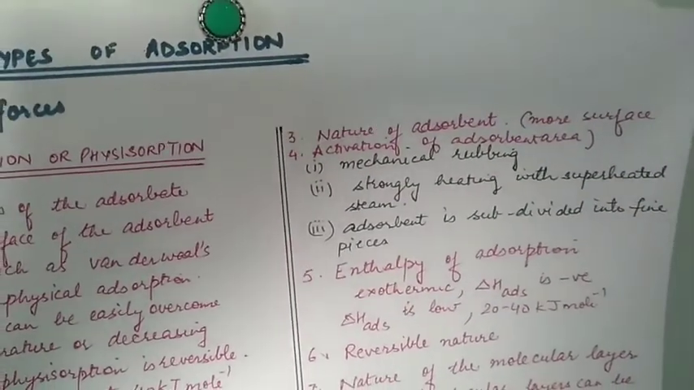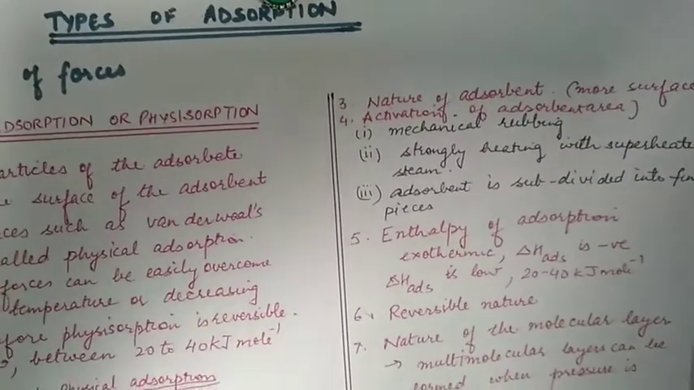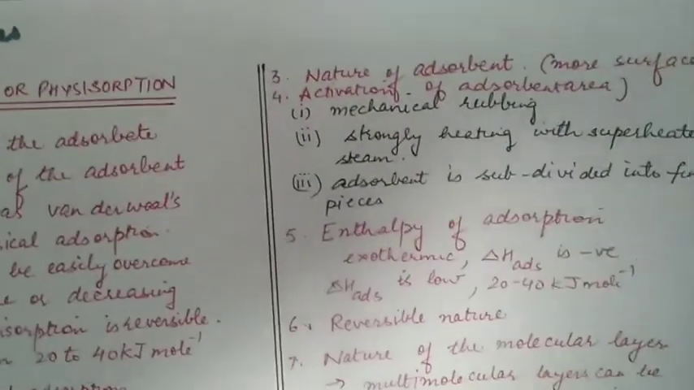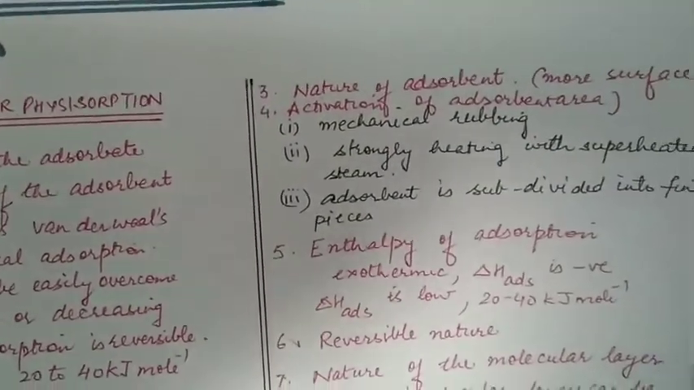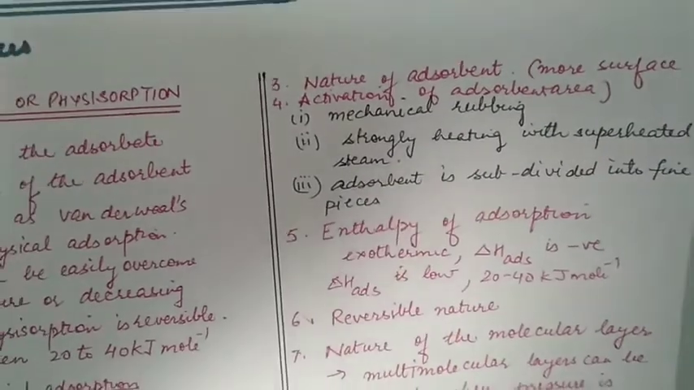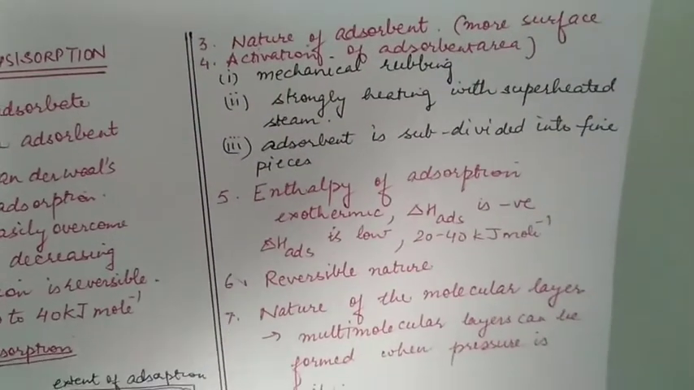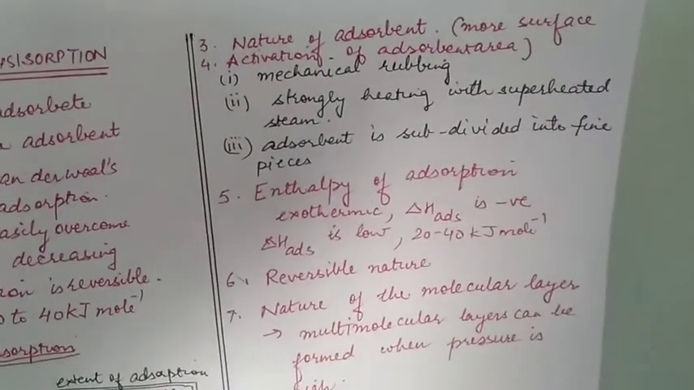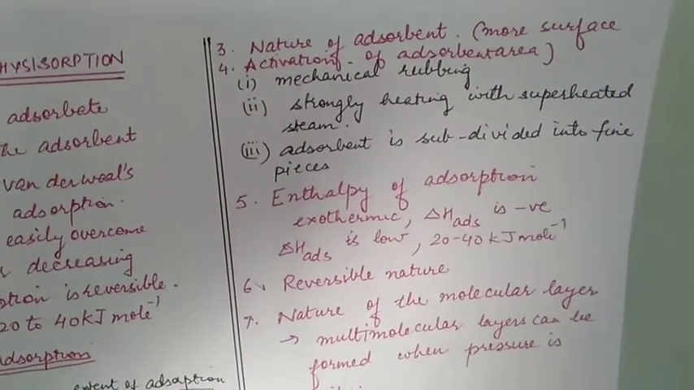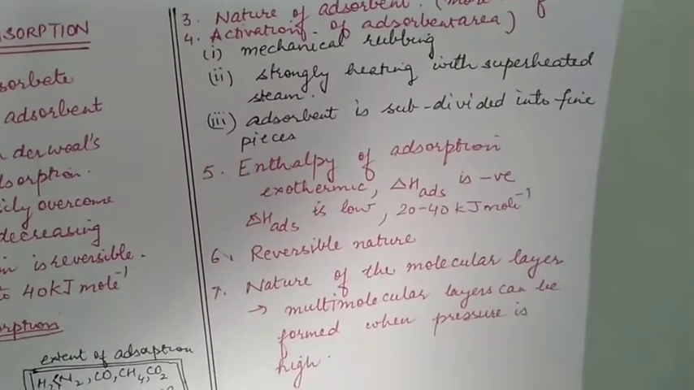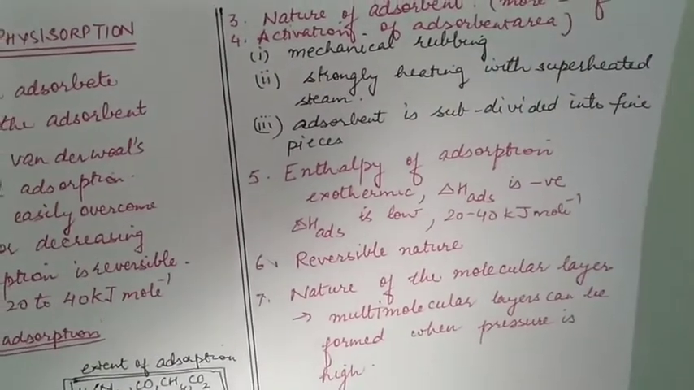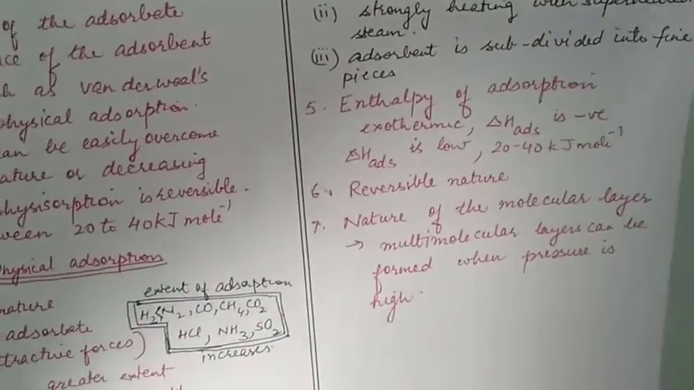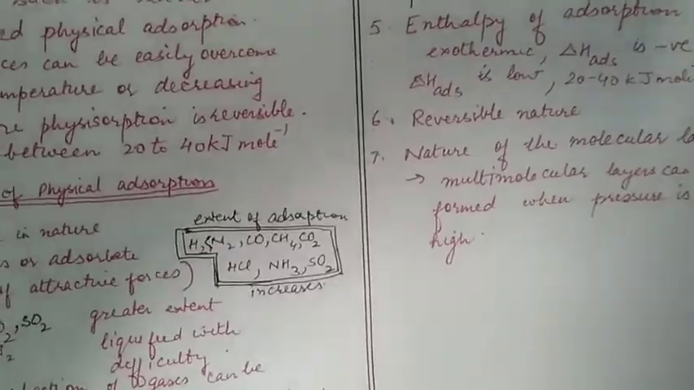Then physical adsorption depends on the nature of the adsorbent. The adsorbent having more surface area will adsorb more. It depends upon the activation of the adsorbent area. Hence, activity can be increased by mechanical rubbing, or strongly heating with superheated steam. Steam will pull out the gases entrapped between the pores and thus make it more active. If the adsorbent is subdivided into fine pieces, then also adsorption increases, as the adsorbent is activated.